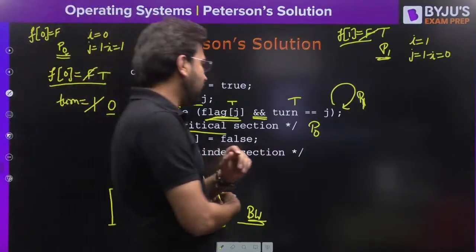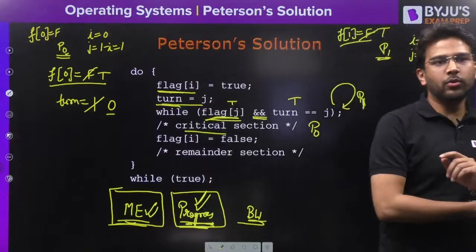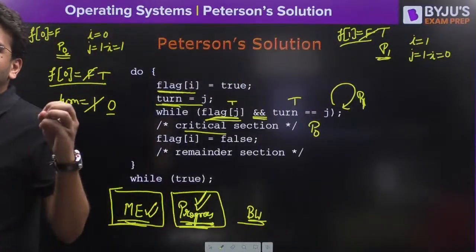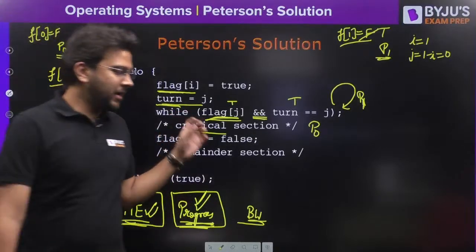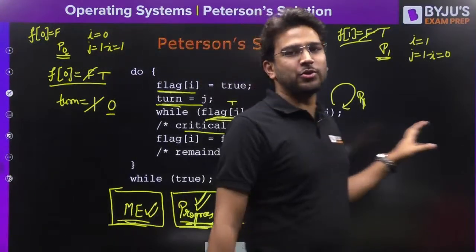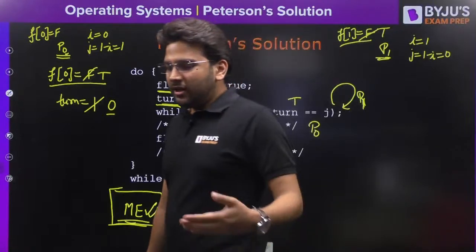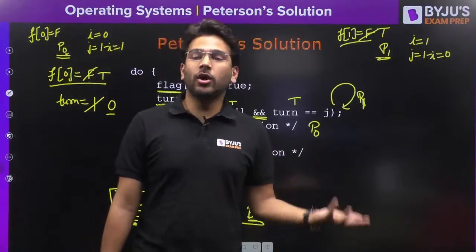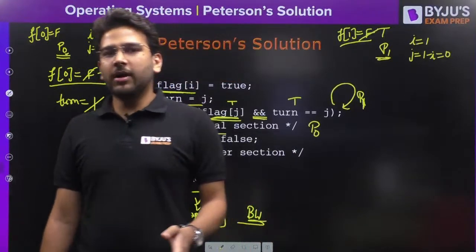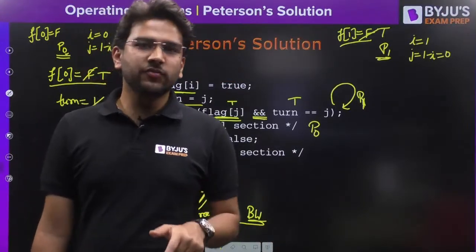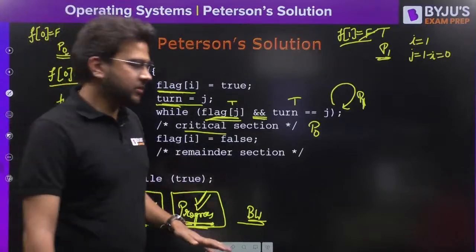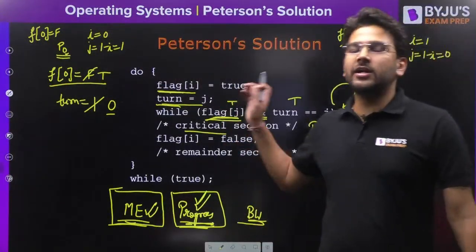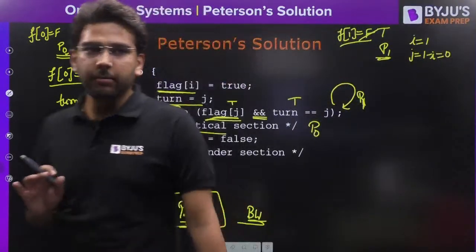Yes, anyone having any doubt? Then we are going to talk about bounded waiting here. How bounded waiting is satisfied, that is the main crux of this Peterson solution. Because in interested also we saw that bounded waiting is not satisfied. In turn also we see that bounded waiting is not satisfied. But now we are going to see how bounded waiting is satisfied in case of Peterson solution. This is the main part.